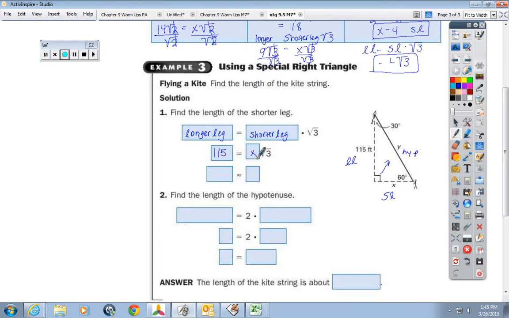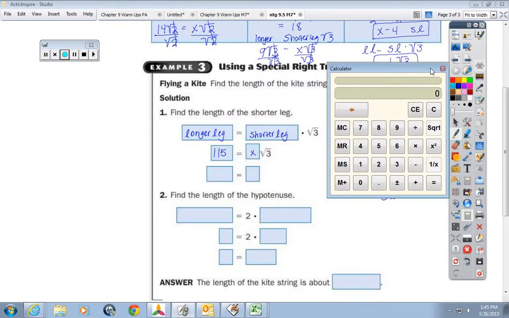Now, what's being done to x? It's being multiplied by the square root of 3. So I need to figure out what the square root of 3 is. I'm going to take the square root of 3 and round it to 1.73. So basically, I'm going to add another step into your notes here. 115 equals 1.73 times what? It's being multiplied by 1.73, so the opposite is dividing. When I take 115 and divide it by 1.73, we'll round it. It equals 66.47.